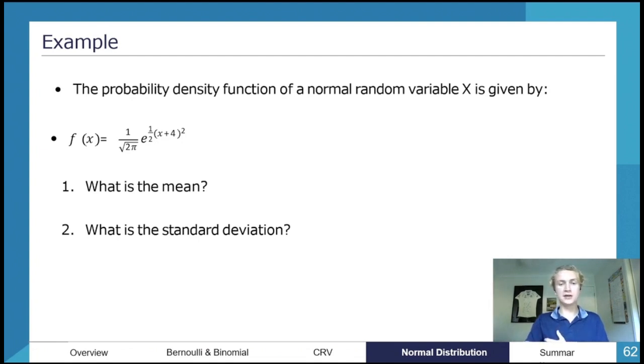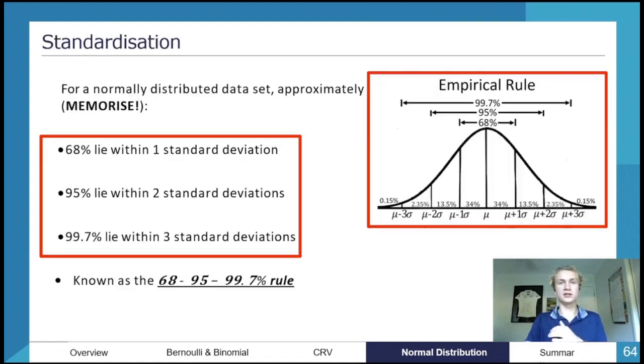So the mean here would be 4, and the standard deviation would be 1. That's just applying the formula. I really doubt you get a question like this. This is just for show, to show you that we can get questions like this.